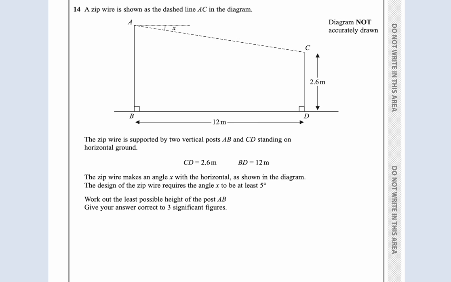14. A zip wire is shown as the dashed line AC in the diagram. It's going to be supported by 2 poles, this and this. Okay, fine. The zip wire makes an angle x with the horizontal. The design of the zip wire requires the angle to be at least 5 degrees. Work out the least possible height.